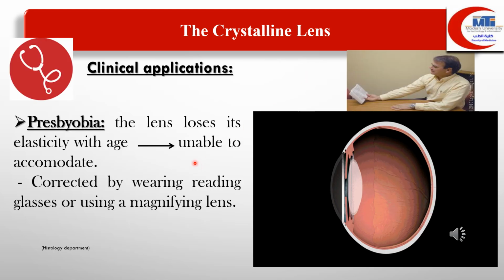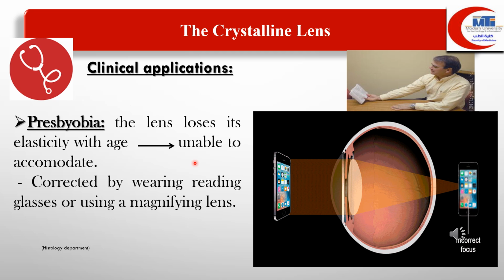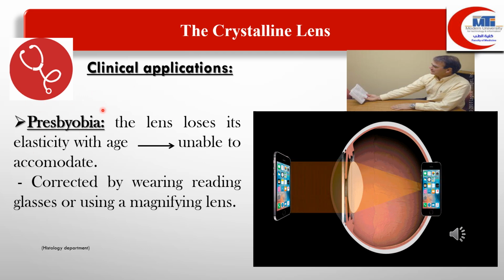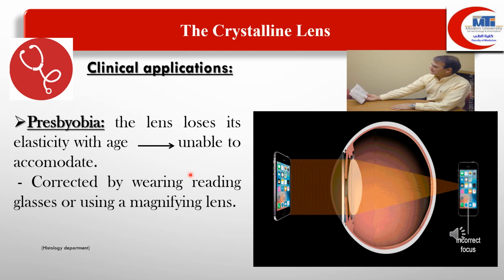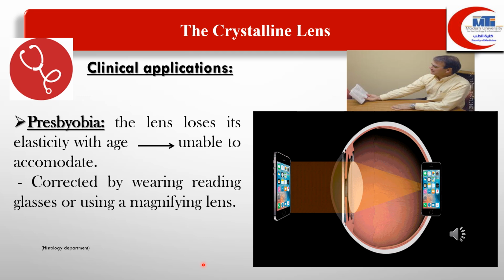Okay, let's now know some clinical applications on the eye and its structure. One of these applications is presbyopia. It is a condition that occurs mostly with age. The lens in this case loses its elasticity with age and becomes unable to accommodate. This condition can be corrected by wearing reading glasses or using a magnifying lens.